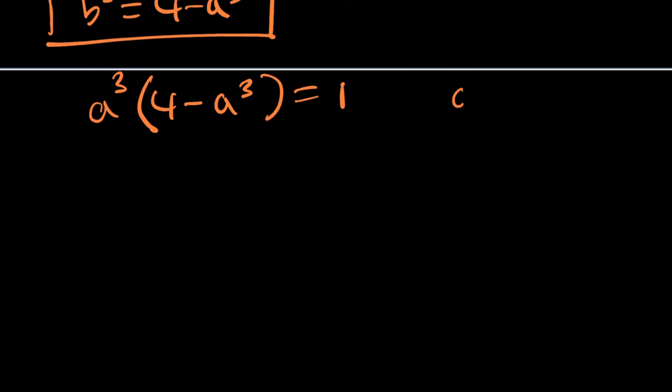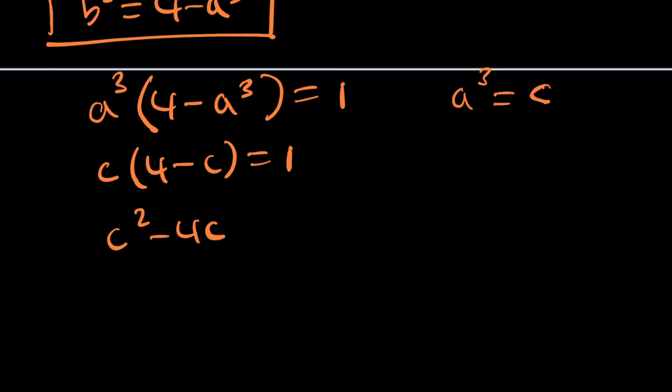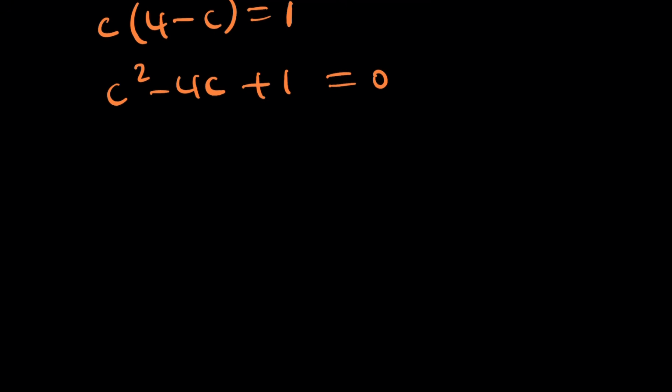Why? If you set a cubed equal to c, and there's a good reason because we need b at the end, now you're going to get c times (4 minus c) equals 1, which gives you c squared minus 4c plus 1 equals 0. Easy, right? Now you turn the cubic into a quadratic, which is nice because we know how to solve quadratics. The formula is fairly simple. Now you can use either completing the square, or you can just use the formula. Let's go ahead and use the completing the square method.